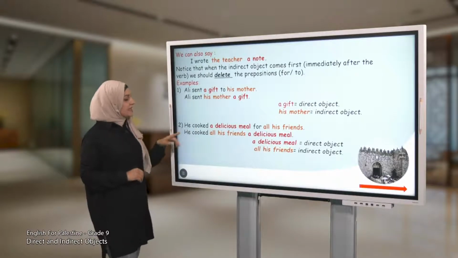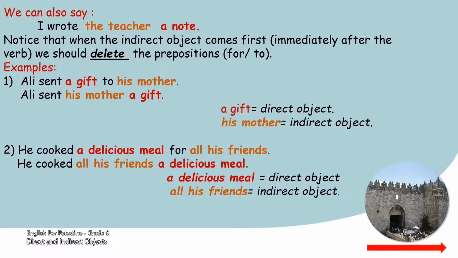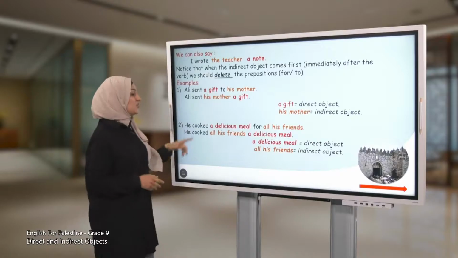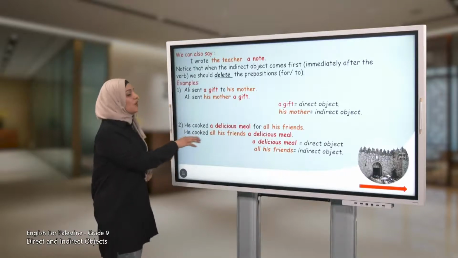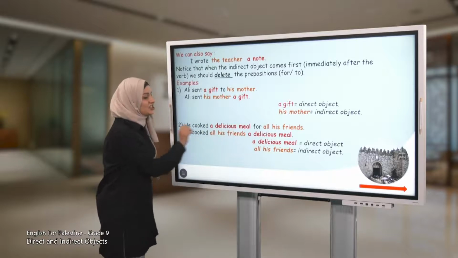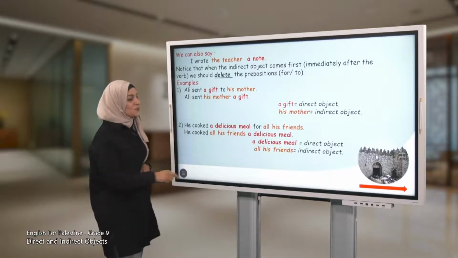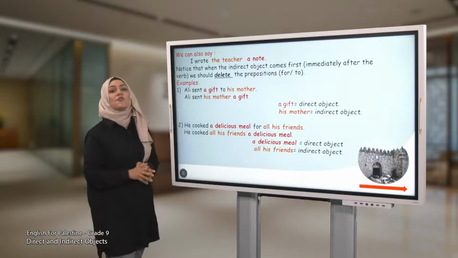Another example. He cooked a delicious meal for all his friends. What did he cook? A delicious meal. So a delicious meal is the direct object. For whom did he cook the delicious meal? For all his friends. So all his friends is the indirect object. So we can write this sentence in another way. He cooked all his friends a delicious meal. Notice that we have removed the preposition for.